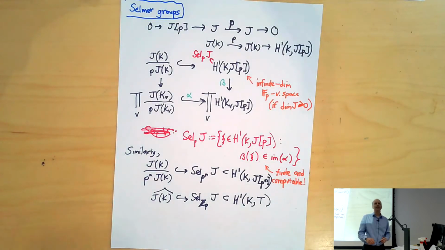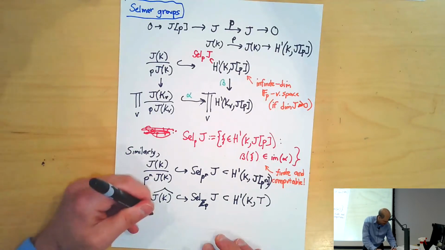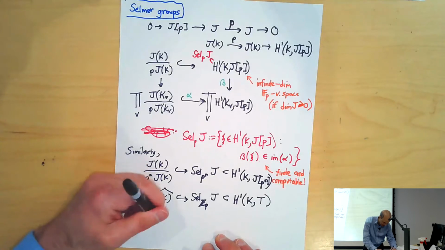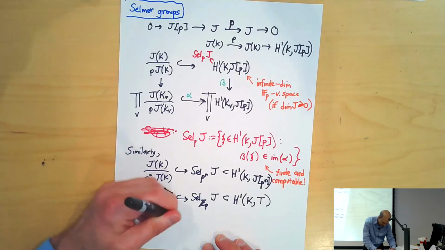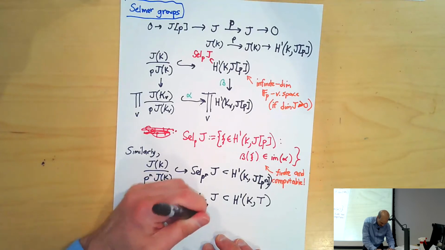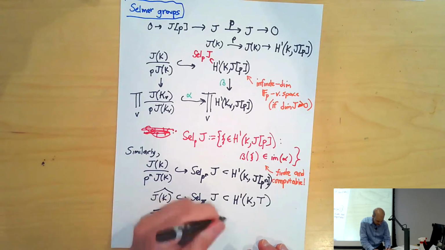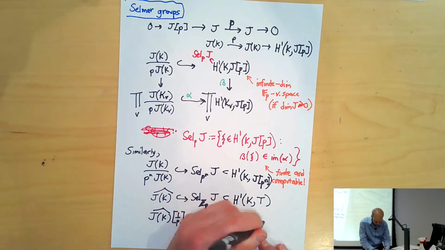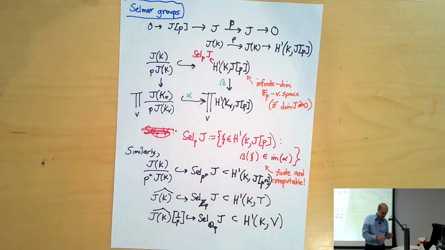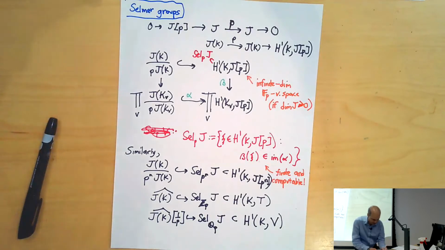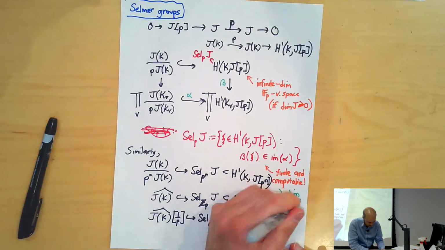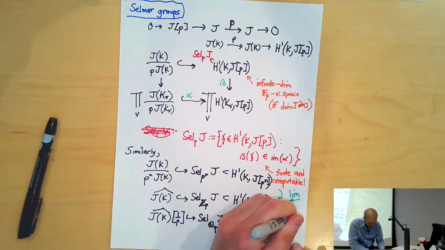Okay, and then again, if you don't like rings that aren't fields, you can invert p. You take this thing and invert p, localizing this Z_p module, and you get what I'll call the Q_p Selmer group, which is then contained in H^1 of K comma V. These steps here were just the inverse limit, and this was invert p.